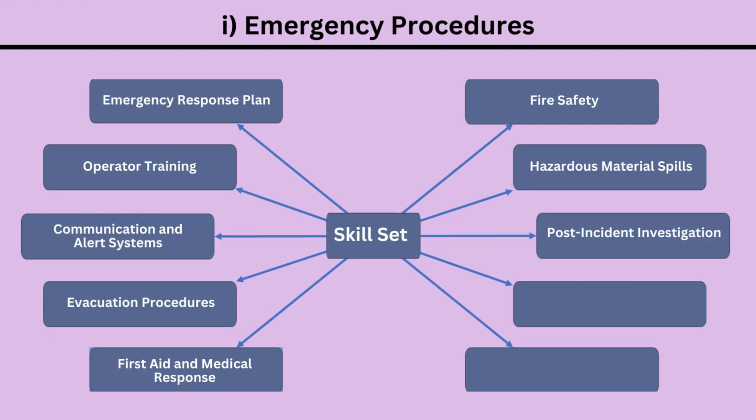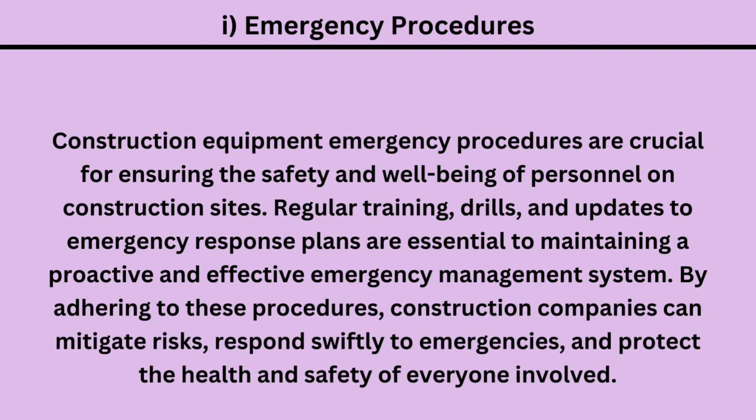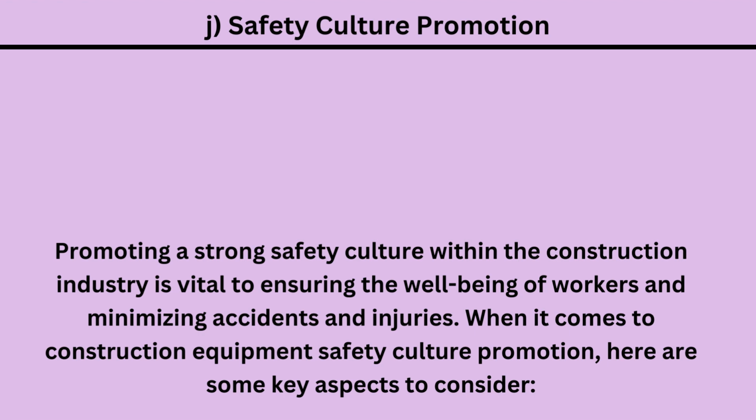1. Emergency response plan. 2. Operator training. 3. Communication and alert systems. 4. Evacuation procedures. 5. First aid and medical response. 6. Fire safety. 7. Hazardous material spills. 8. Post-incident investigation. Construction equipment emergency procedures are crucial for ensuring the safety and well-being of personnel on construction sites. Regular training, drills, and updates to emergency response plans are essential to maintaining a proactive and effective emergency management system. By adhering to these procedures, construction companies can mitigate risks, respond swiftly to emergencies, and protect the health and safety of everyone involved.